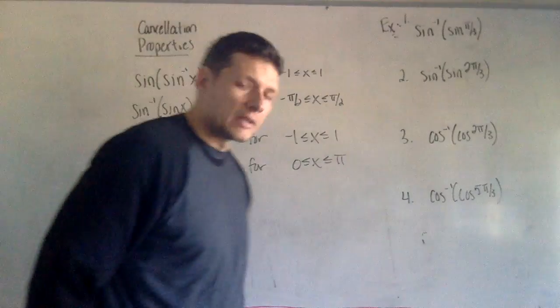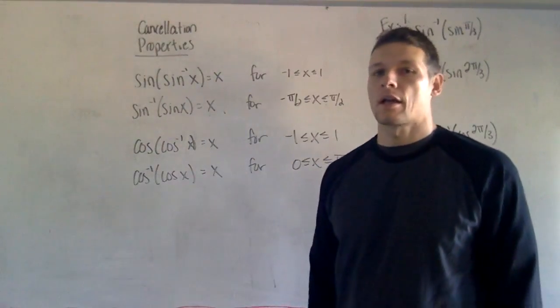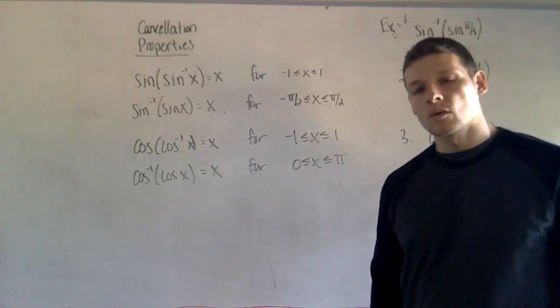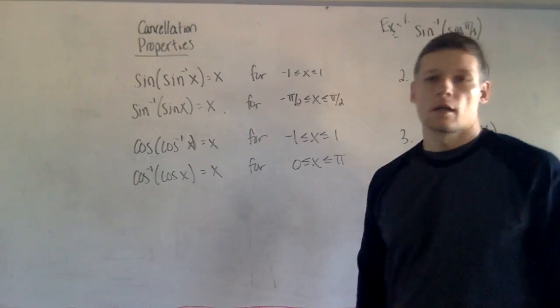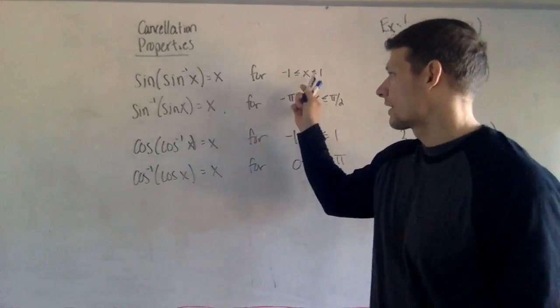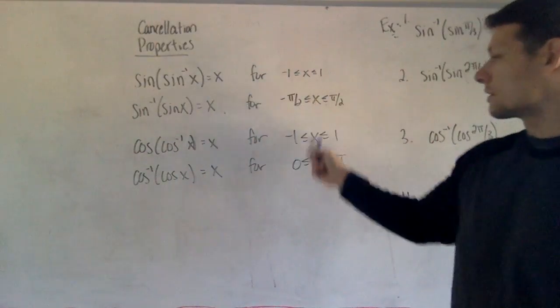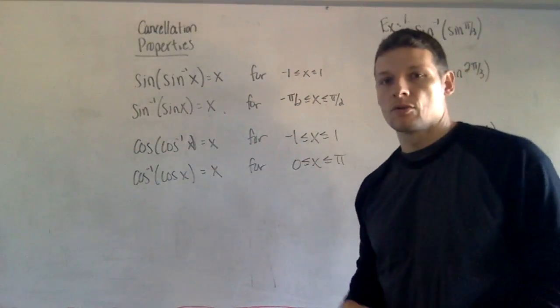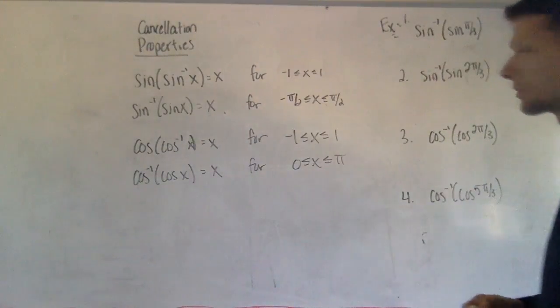Now, the easy way to think about this is like I'm doing something and then undoing it, or I'm undoing something and then doing it. A lot of times if you do that, you get back to the original spot. Now the key thing is making sure that the x value satisfies one of these conditions. Otherwise you do have to do a little bit of work. So let's take a look at some examples.